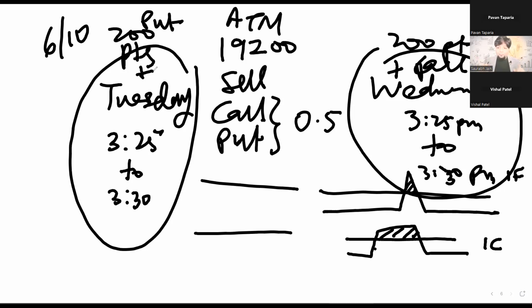Instead of selling a straddle and buying call and put out of the money, you can do the opposite, which means you can long a straddle and you can short both the sides. The margin requirement will be very less.